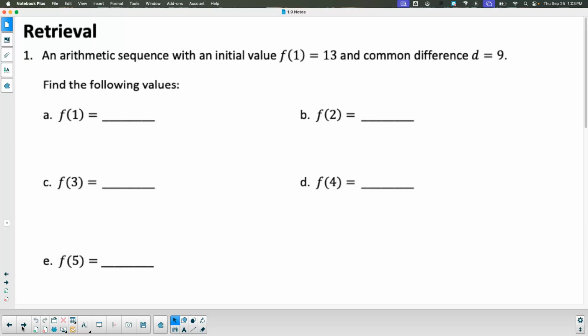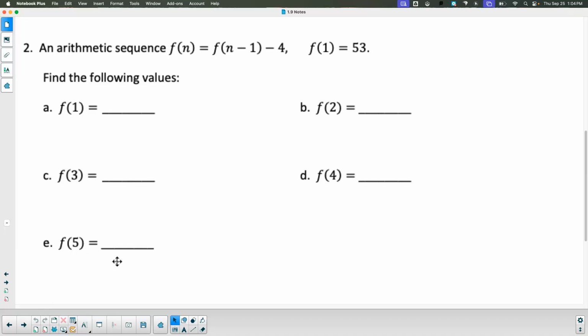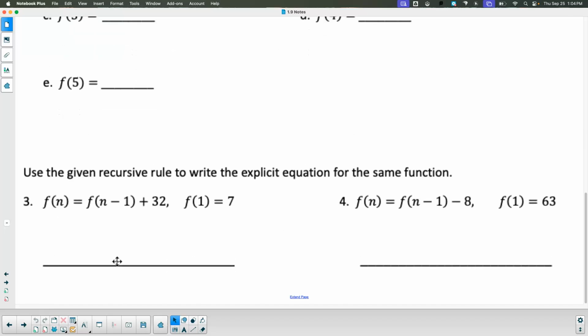I want to say this is on page, what page are we on for this one? 28? Okay. So page 28. So it's an arithmetic sequence with an initial value of 13 and a common difference of 9. Find me the first 5 terms. Second one, it's an arithmetic sequence with a recursive formula of that. Find me the first 5 terms. And then use the recursive rule to find me 2 explicit functions. Looks like they're all arithmetic today. Go for it.